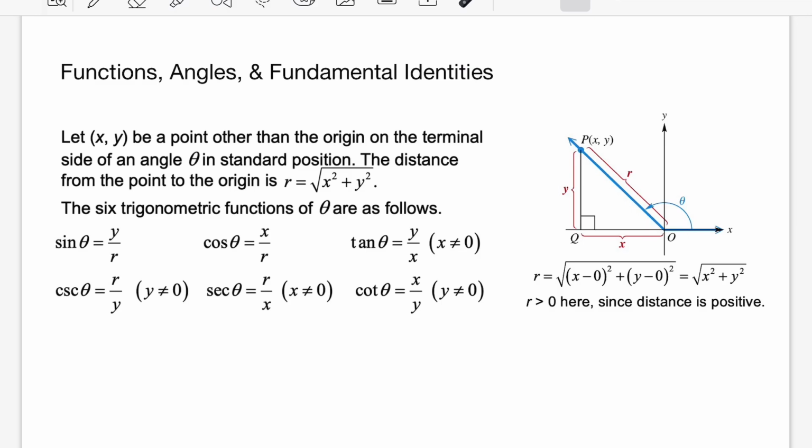So with this, we can then define our 6 trig functions of theta. So first, sine theta then is going to be our y value divided by our r value. Cosine is going to be our x value divided by our r. Tangent is going to be our y value divided by our x. And then we know that cosecant is the inverse of sine, secant is the inverse of cosine, and cotangent is the inverse of tangent. So those values are flipped.